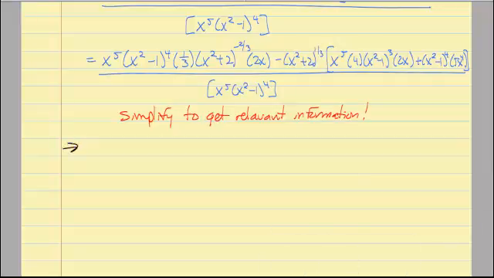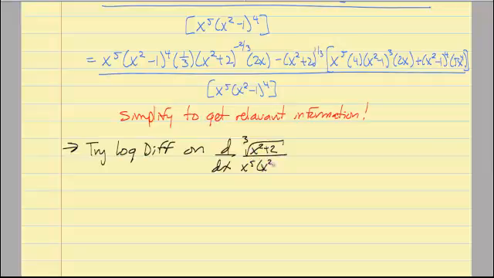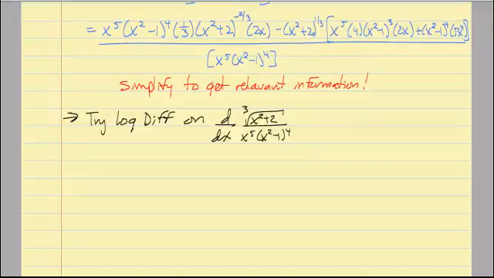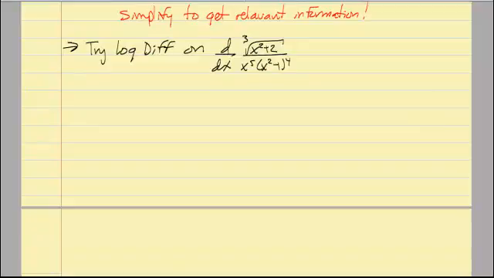Now remember, we said we'd look at two cases. So the other way, let's go ahead and try logarithmic differentiation on this expression. And remember, that was d/dx of the cubic root of x squared plus 2 all over x to the 5th times x squared minus 1 to the 4th. Now, with logarithmic differentiation, we have a little bit of a problem before we even get started.